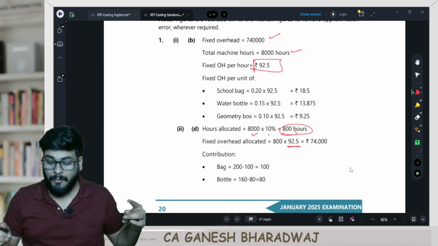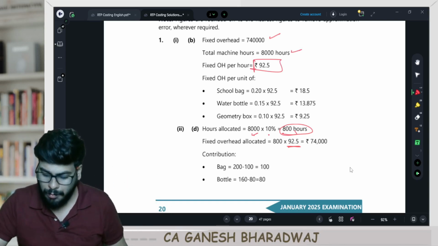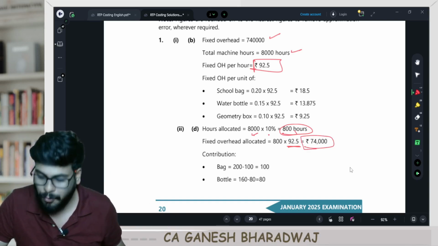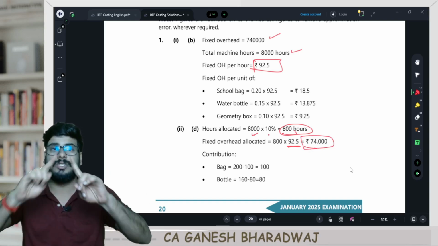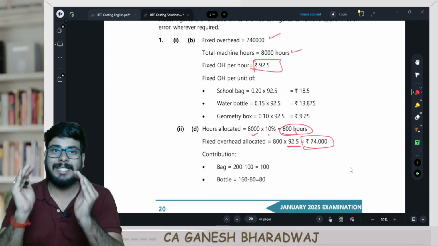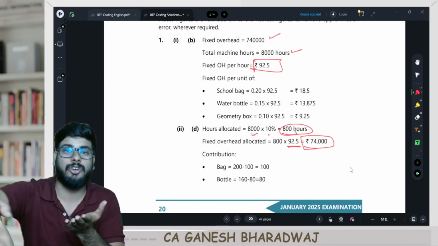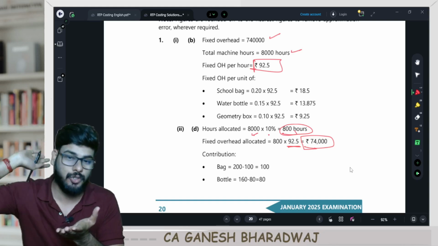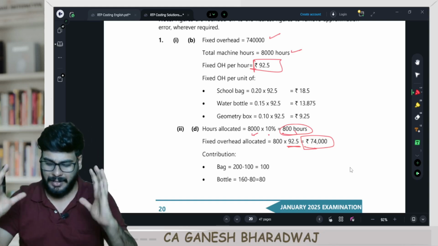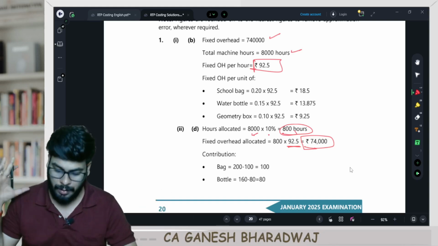So which means for this 800 hours, what will be the total fixed cost? 74,000 rupees. Are you clear with this? So 74,000 rupees is the fixed cost that is pertaining to your supplies to these particular schools. Are you clear with this? That is the fixed cost that we need to recover.